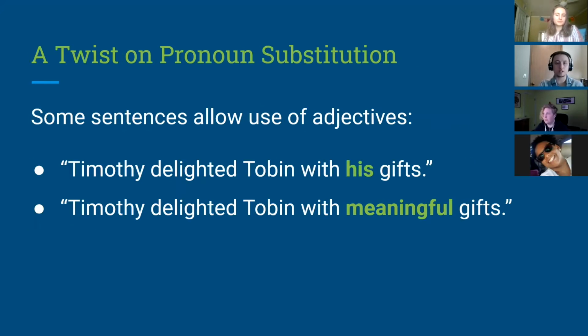Here, I just wanted to provide a quick twist for those of you who found that super easy and want something a little more advanced. When you're replacing that pronoun with something that refers to the object instead of the subject, you can use that as an opportunity to provide additional information. So Timothy delighted Tobin with his gifts. You could say Timothy delighted Tobin with meaningful gifts, with expensive gifts, with useless gifts, right? Whatever information you put there is going to add meaning to the sentence.